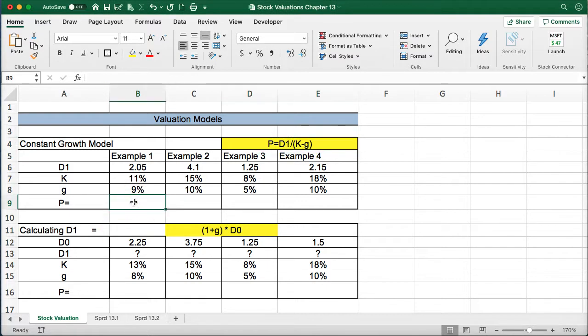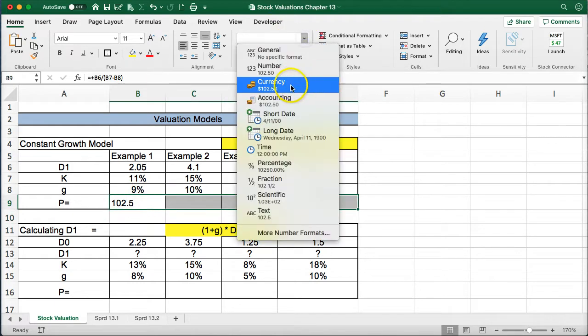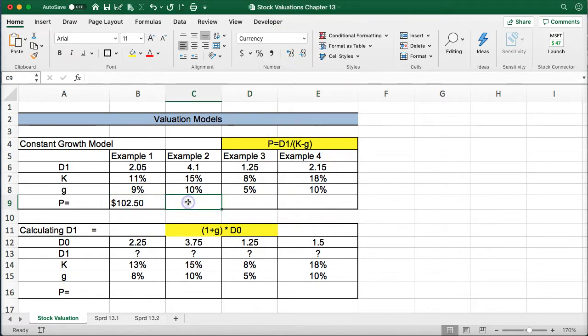So plugging this formula in, I'm going to say D1 divided by K minus G, and we get a stock price of 102. So let's format this to be currency. So once again, take the dividend divided by K minus G, and we get the stock price. So let's center these, and I'm just going to drag this formula over.